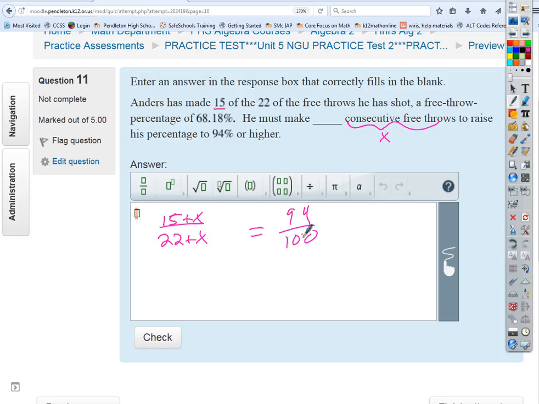Our common denominator would just be, and in this case, it wouldn't even be our common denominator. I mean, we could actually reduce this. Why don't we do that? That becomes what? 47 over 50, is that right?